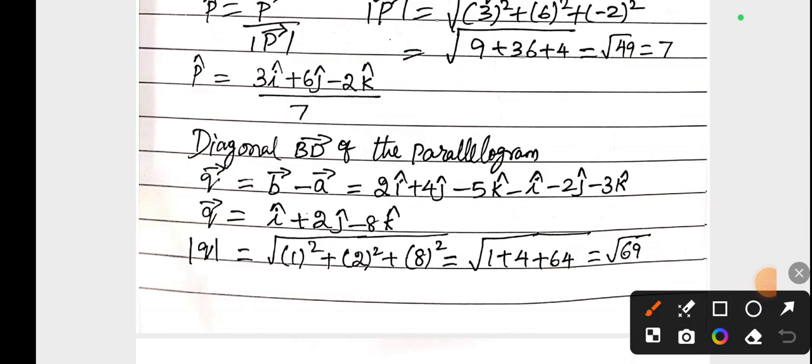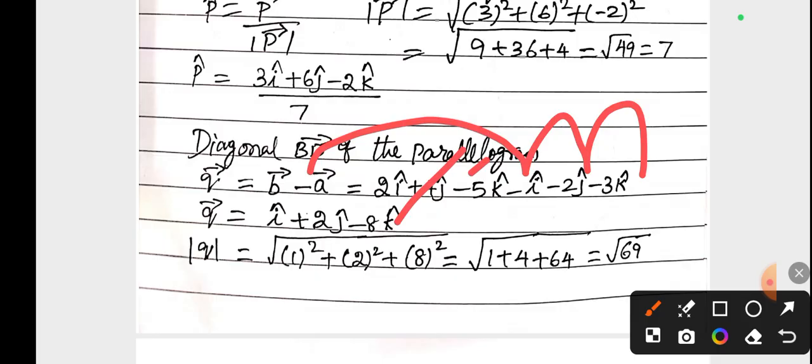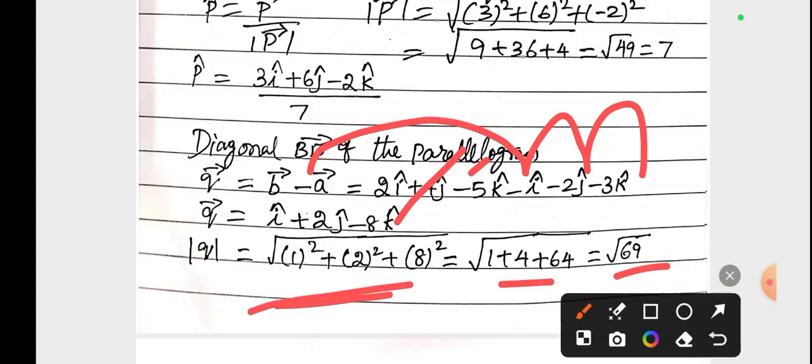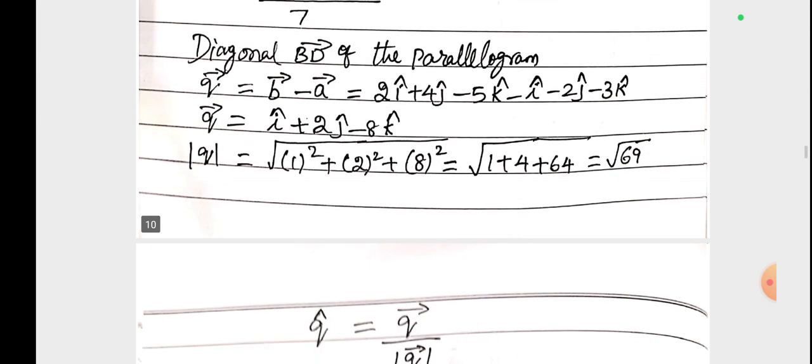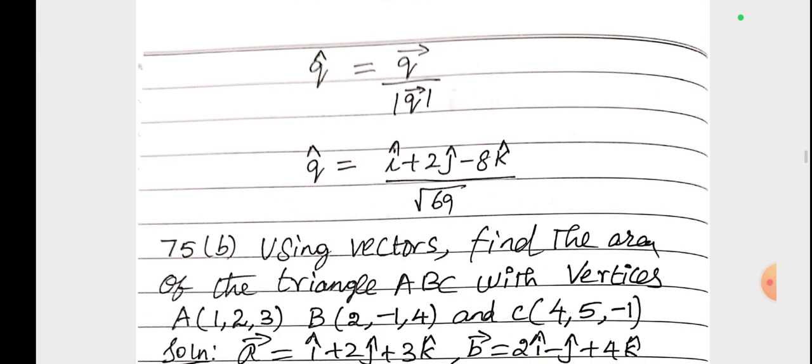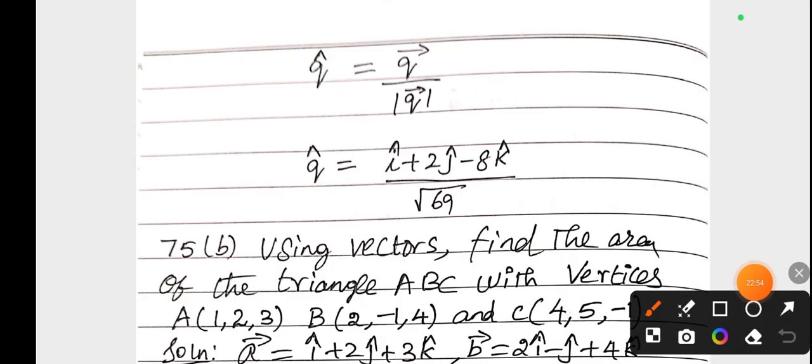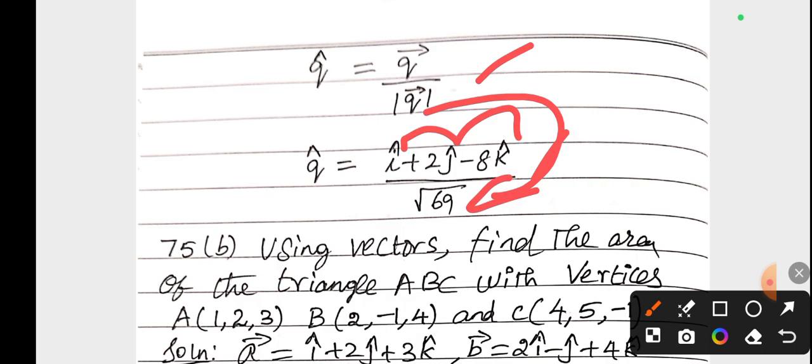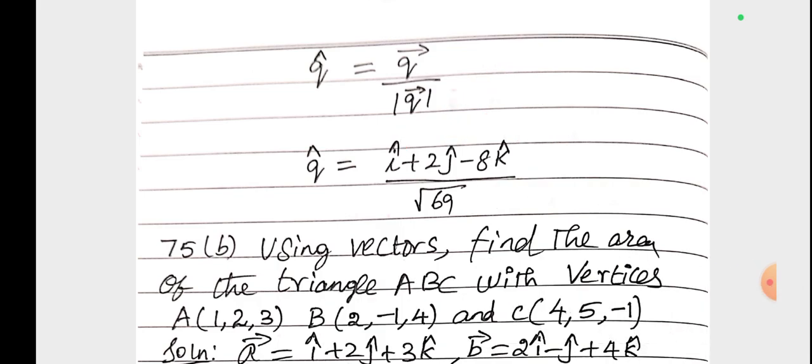Apply B vector minus A vector; the sign you change: minus i minus 2j minus 3k. Get the value of the Q vector. Find the magnitude and you get root 69. Q cap formula is Q vector by magnitude of Q vector. So the Q vector is i cap plus 2j cap minus 8k cap, children, and the magnitude of Q vector is root over 69. Clear?